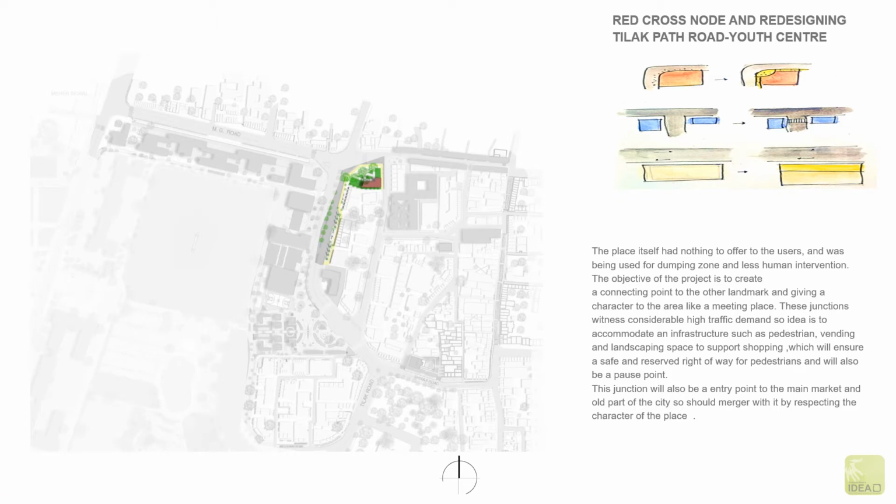The entry point to the old core of the city, the Red Cross node. Significantly, it should be a celebrated junction due to its location. Instead, it is used as a dumping point as it does not offer anything to the user. After understanding the contents, we get to know that it is a public amenity plot in the DP plan.